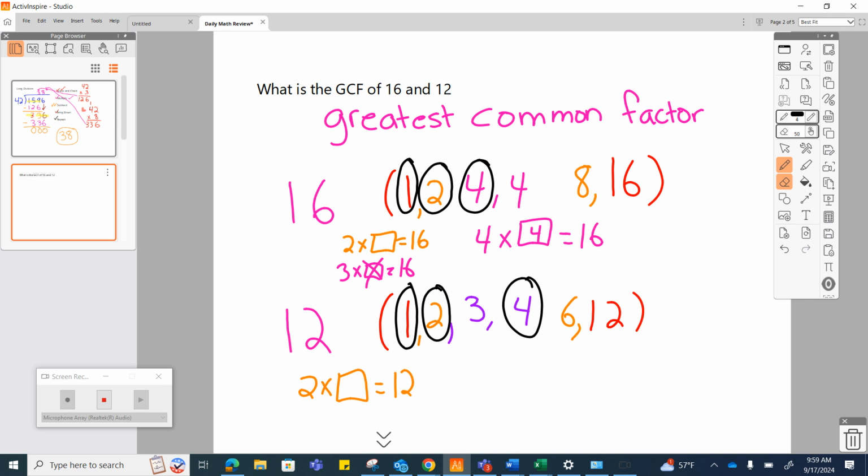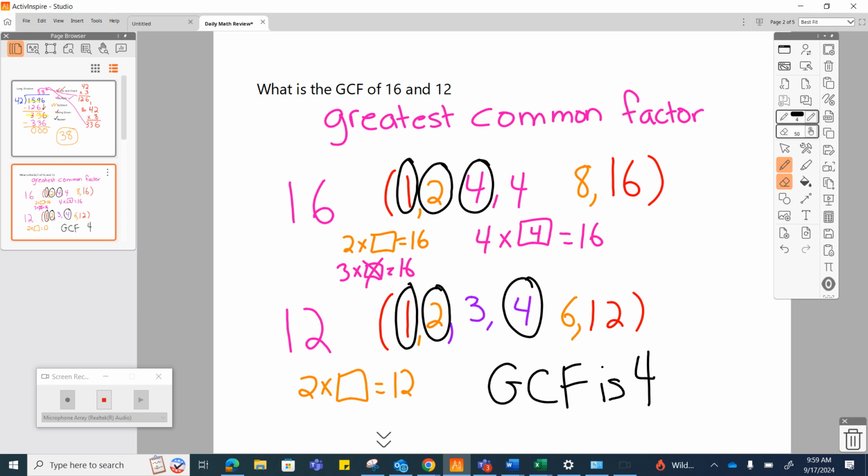So if you do this, you're not going to get full credit. You need to point out that the largest of these, the greatest common factor, is 4. And I shouldn't put equals 4. There's reasons for that. I should write the words.